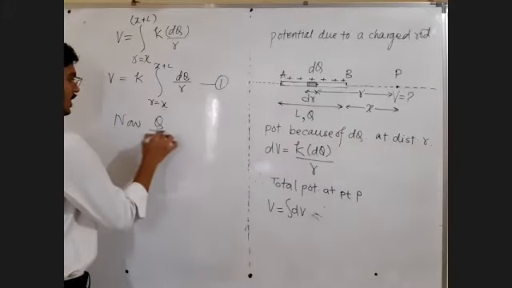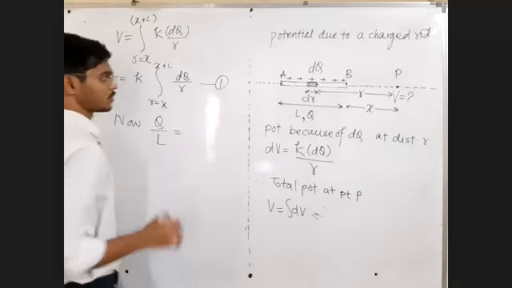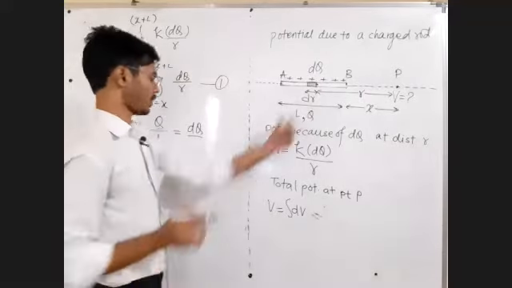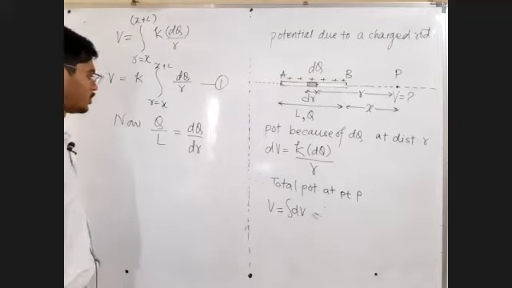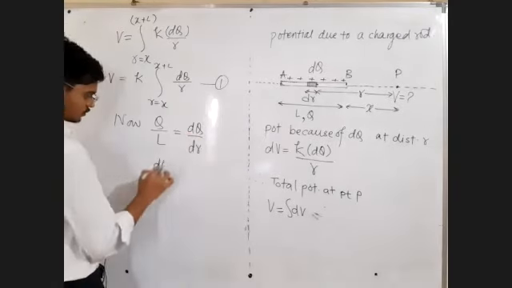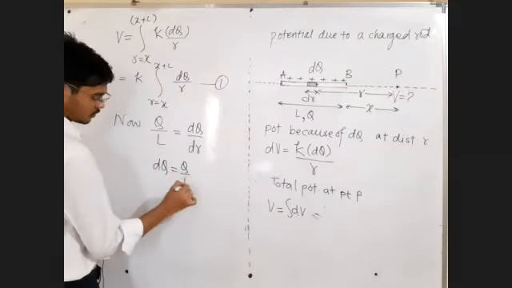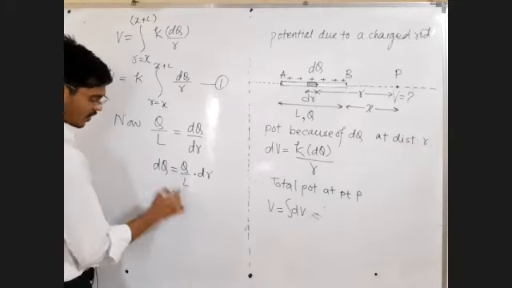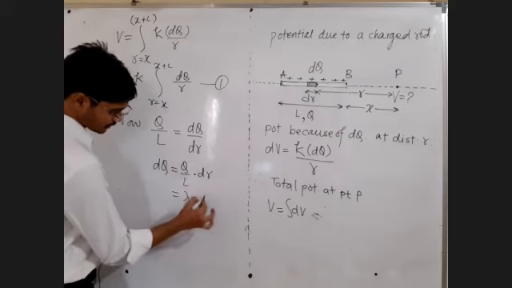Now, the total charge of the rod divided by the total length of the rod must be equal to the small charge dq divided by the small length dr. This ratio must be constant. Only then will the rod be called a uniformly charged rod. Therefore, this dq is equal to q upon l multiplied by dr. Generally people call this charge per unit length lambda, into your length.